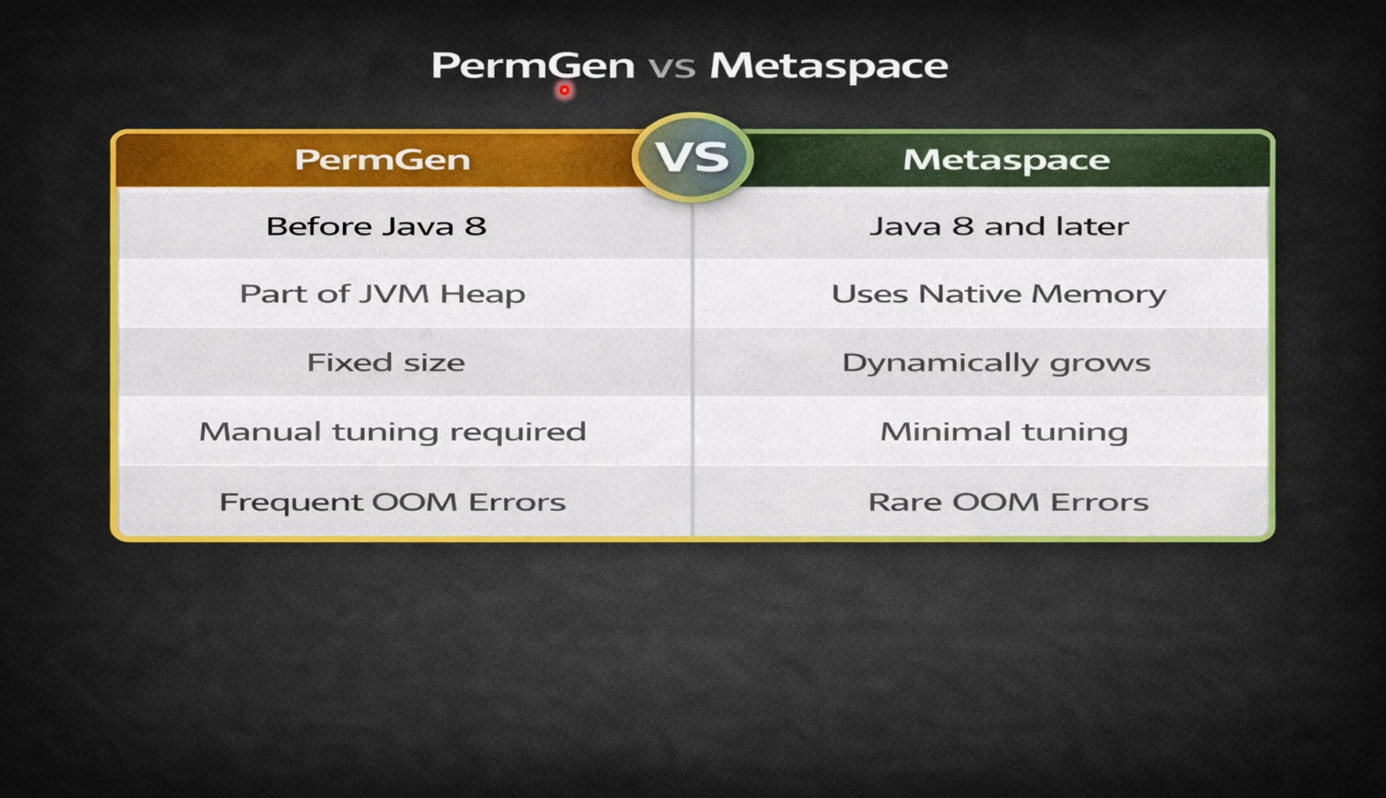Now this is just a comparison chart between PermGen and Metaspace. PermGen was introduced before Java 8, while Metaspace was introduced in Java 8 and later. PermGen was a part of the JVM heap, and Metaspace uses native memory. PermGen has a fixed size whereas Metaspace dynamically grows. In PermGen, manual tuning is required, while in Metaspace minimal tuning is required. In PermGen, we get out of memory errors frequently, but in Metaspace we rarely get out of memory errors.